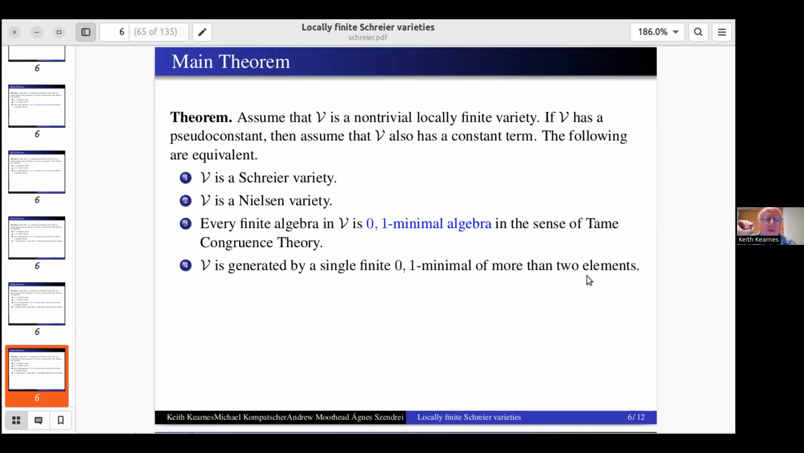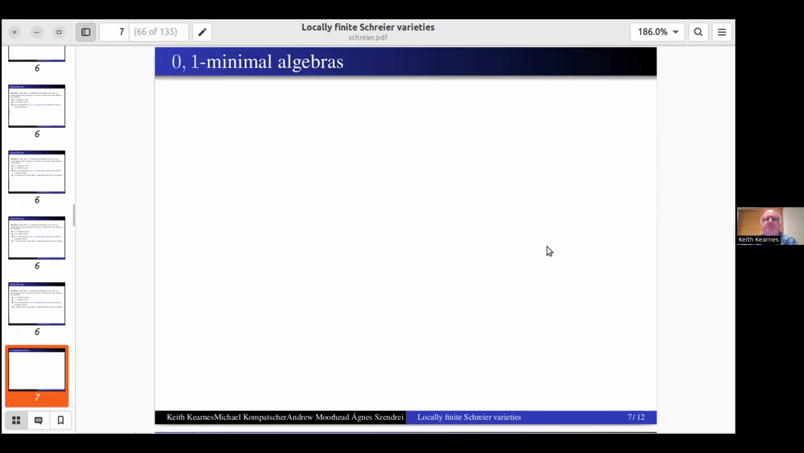Now, I'm not going to talk about Nielsen varieties anymore. Our paper has these as 2 separate things on the list, but I'll just focus on Schreier. What was surprising to me is that the Schreier property that's been around for 100 years is connected in some way to tame congruence theory. And although we have very few Schreier varieties that have been discovered in the literature, you can generate lots of them once you know. They have restricted structure, but you can figure out exactly what they are in the locally finite case from this theorem. Okay, so I have to say what a 0-1 minimal algebra is.